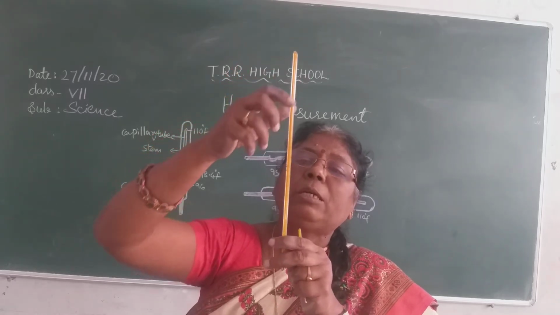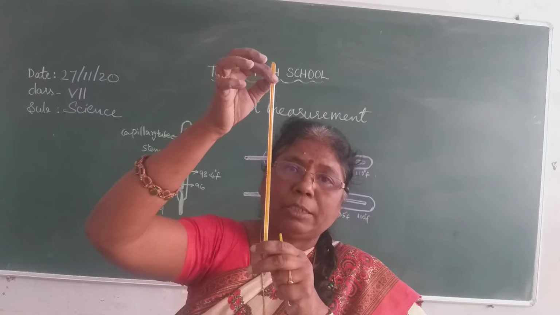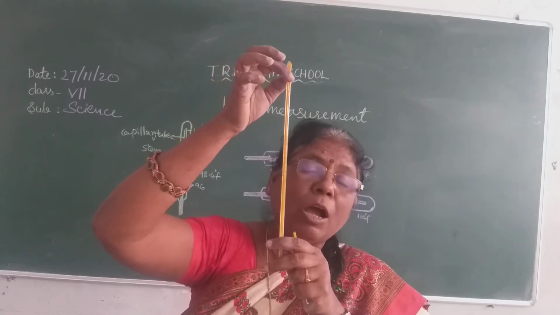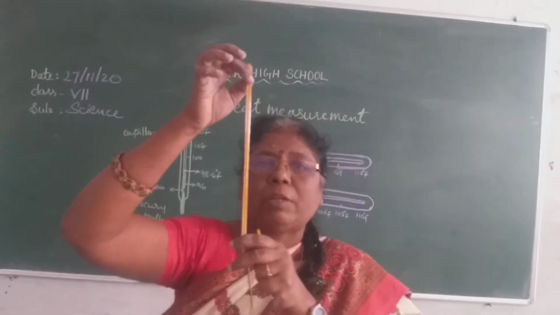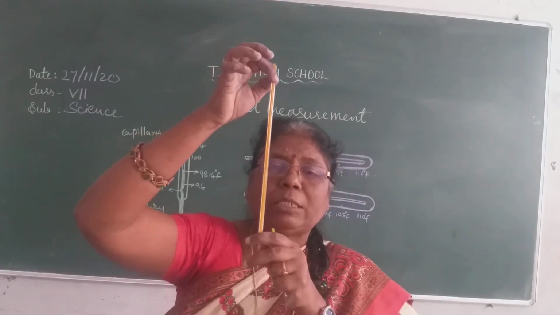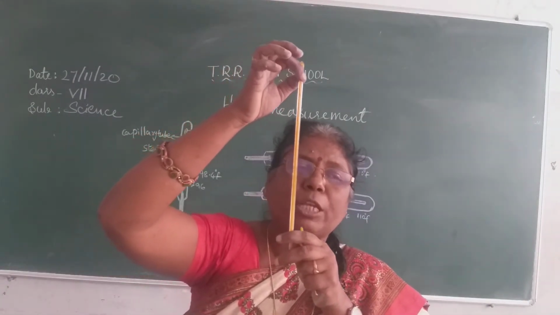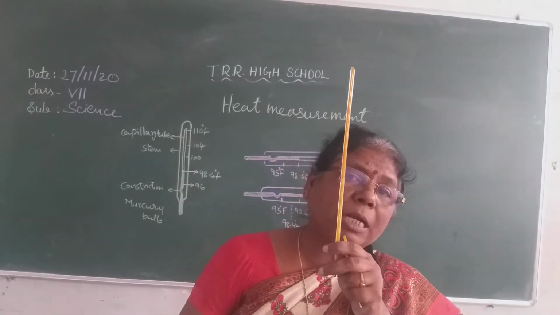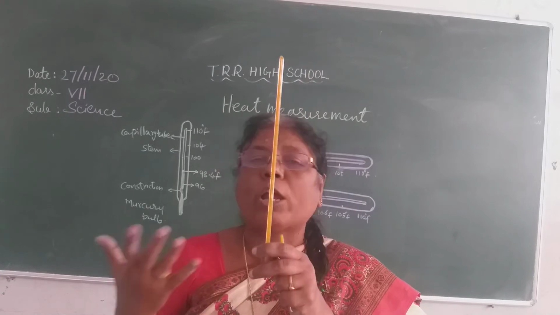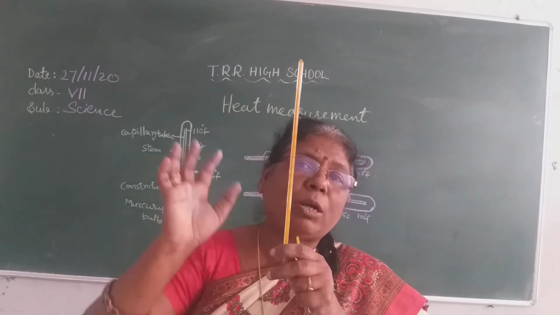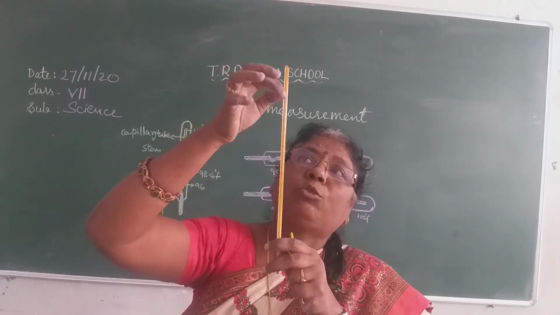Now, next you want to know the highest reading in this thermometer. How? Take a vessel. Take water in the vessel. Keep the thermometer in it and start heating the water using a burner. When the water starts heating, what happens after some time? The water starts boiling, isn't it? When the water starts boiling, note down the temperature.